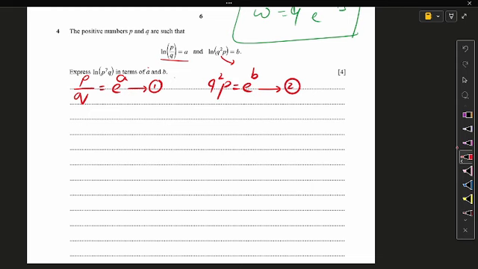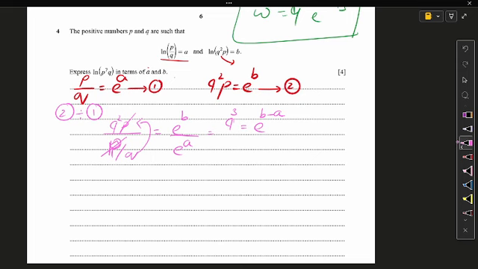Now you have to divide equation number 2 by 1. Once you divide 2 by 1, you are able to get q square p over p by q, which is equal to e raised to the power b over e raised to the power of a. So you can see this p and this p will cancel. This denominator will be shifted over here and that will be converted into q to the power of 3, which is equal to e raised to the power b minus a.